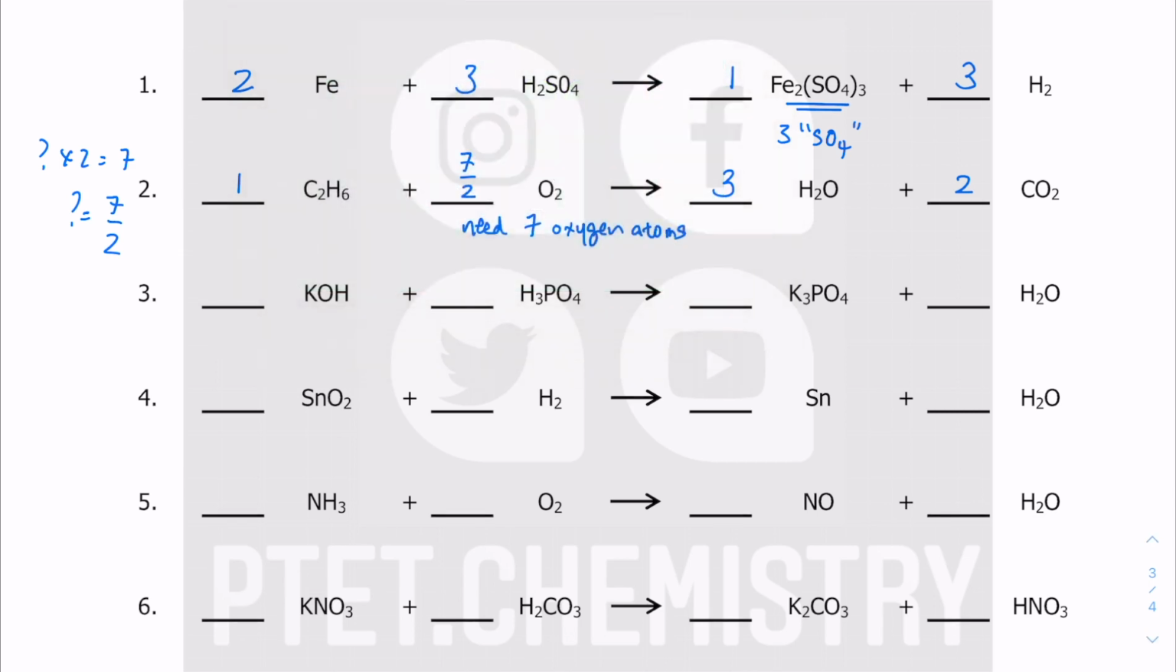If you really don't like fractions, you can multiply the whole thing by 2 to get rid of the number at the bottom. If you multiply by 2 throughout, 1 times 2 will be 2, 7 over 2 times 2 will be 7. What you do has to be done throughout and not just for what you want to do, because otherwise it will not be balanced anymore. So 3 times 2 is 6, 2 times 2 is 4. What I'm saying is you could do this whole number version, or you could do this and it will still be exactly balanced, because I've not changed the identity of the molecules or whatsoever.